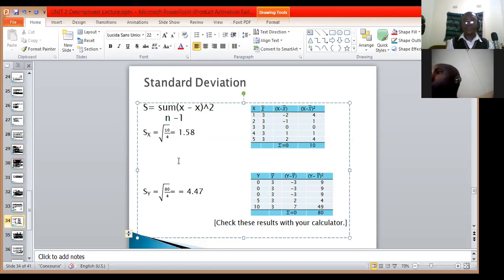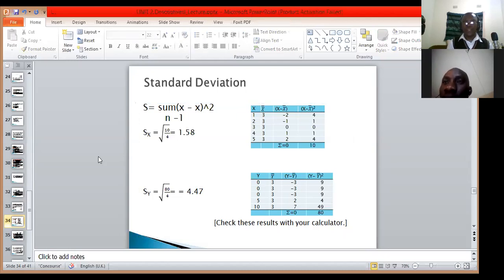1.5811. Exactly. So our standard deviation is 1.58, which is the square root of the variance. That's how we calculate the standard deviation. Is it okay? Yes, it's okay. That's how we do it.